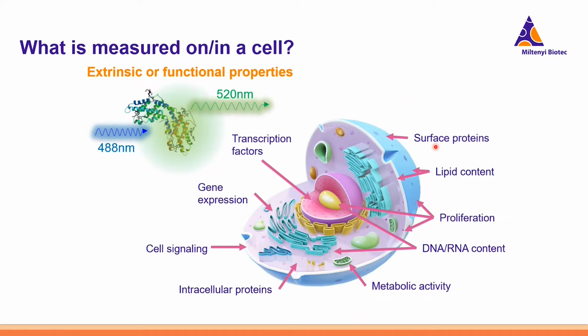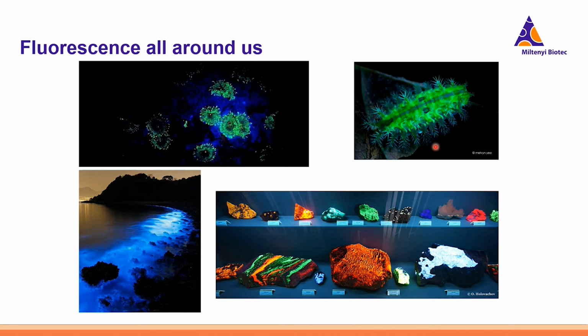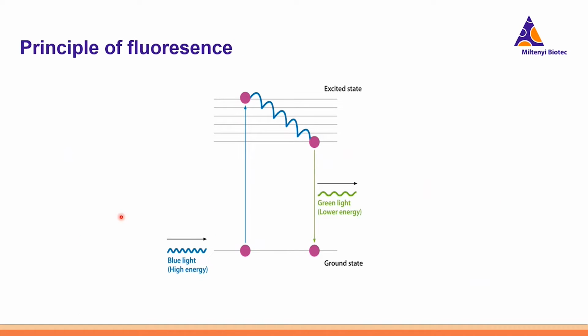Well, where are we going to get this fluorescence? It's really all around us in nature. There's a lot of fluorescent rocks. There's fluorescent microorganisms. And you've all heard of the bioluminescence that's given off by algae in our oceans. And so harnessing the power of fluorescence, we can tell more things about a cell as we run it through our flow cytometer. Well, we first need to understand the principles of fluorescence.